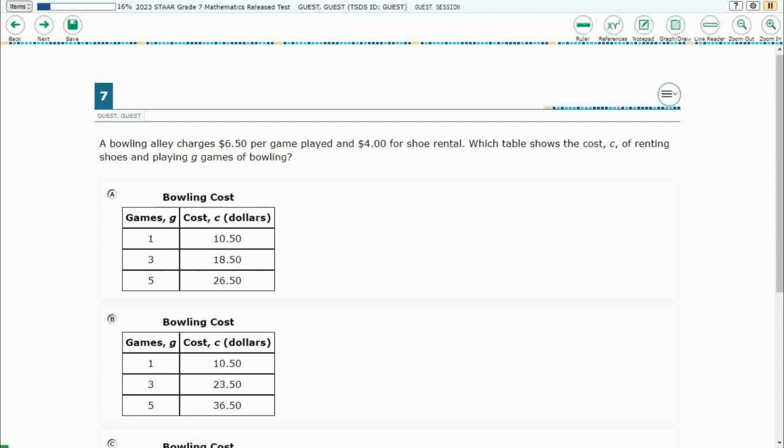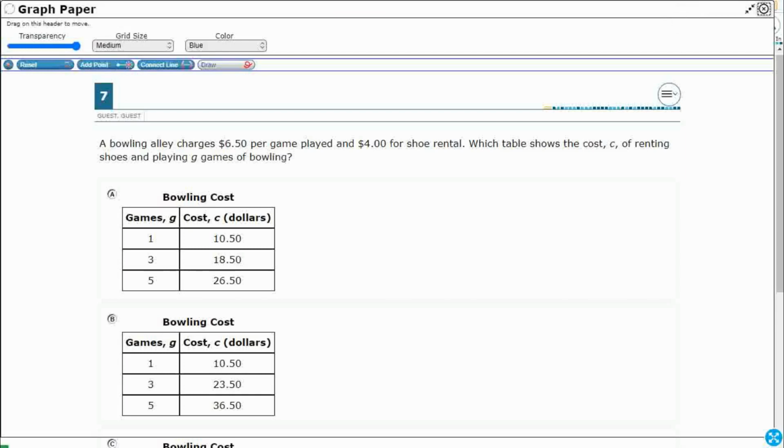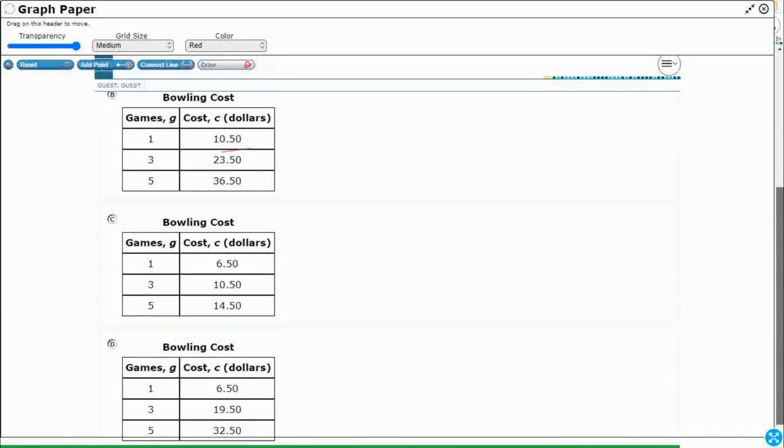So there's two ways to solve this problem. I'm going to show you the long way first, for you to see what you can do if you don't recognize this as slope-intercept form, because that's going to make it really quick. But let's just read this. It says a bowling alley charges $6.50 per game. Okay, and I look at all of my answer selections, and they have 1, 3, and 5 games.